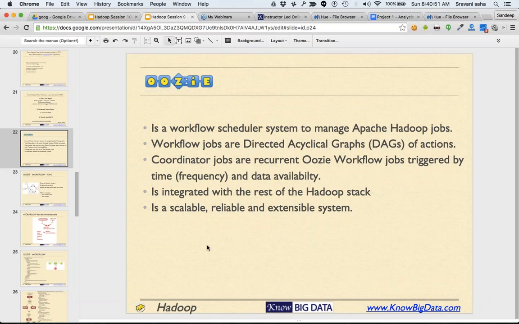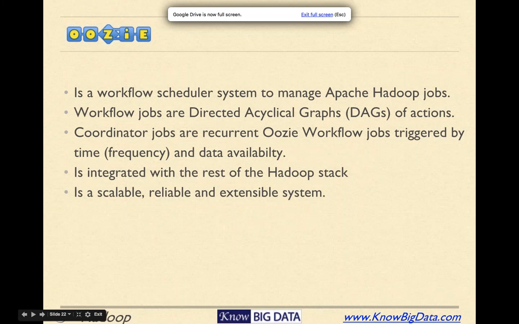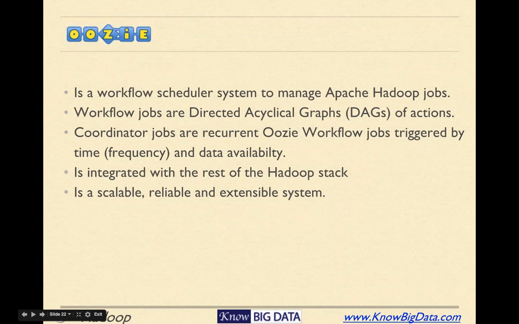All right. So our next discussion topic is Oozie. Oozie is a workflow scheduler system to manage Apache Hadoop jobs. So it's basically a scheduler system which helps you manage Apache Hadoop jobs.